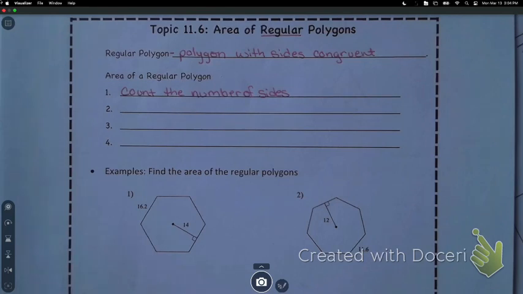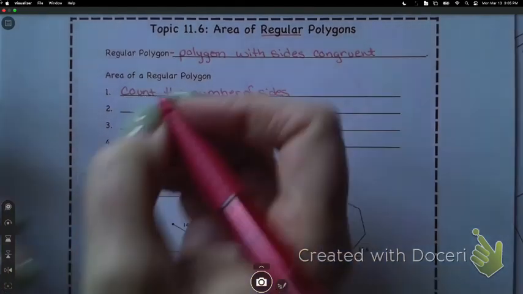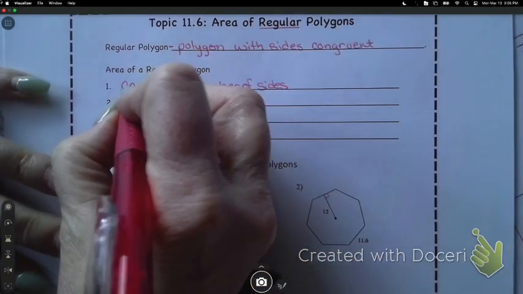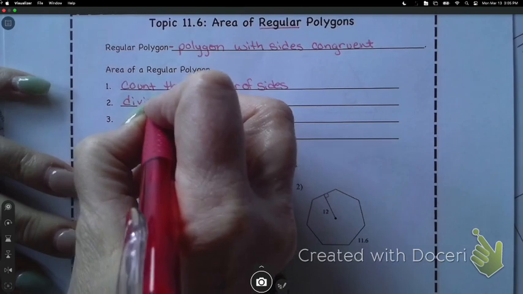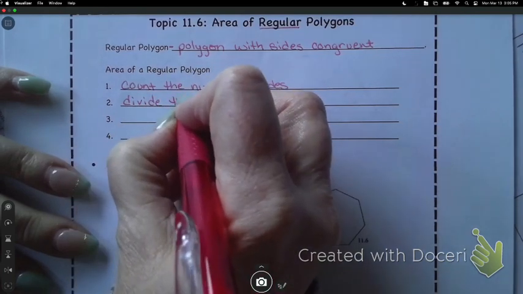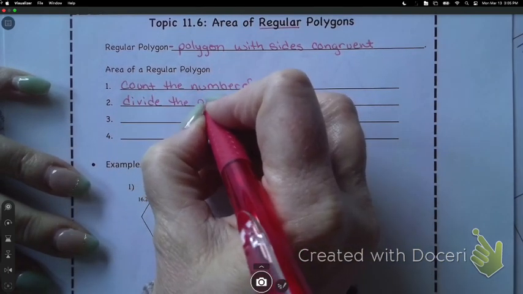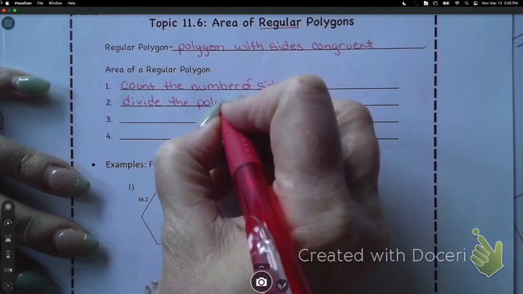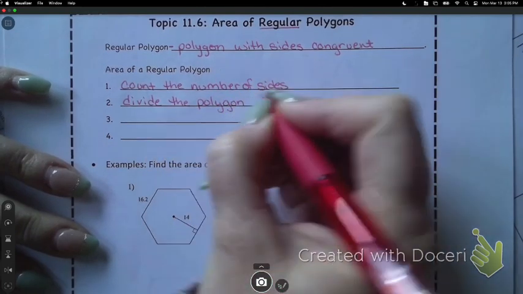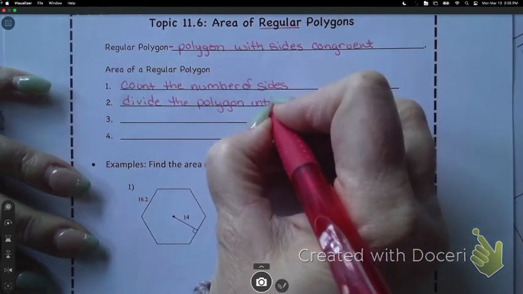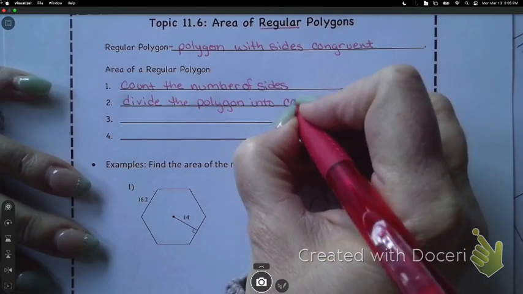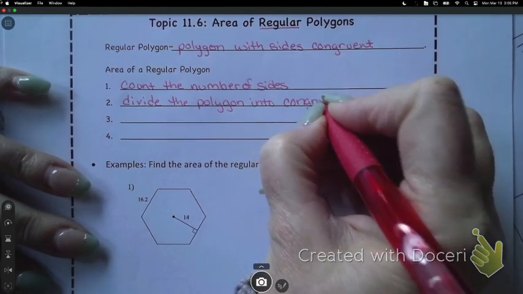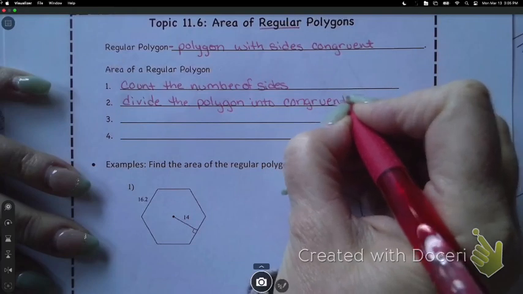Okay. So you count all the sides. It's the first thing you're gonna do. Then you divide the polygon into congruent triangles.